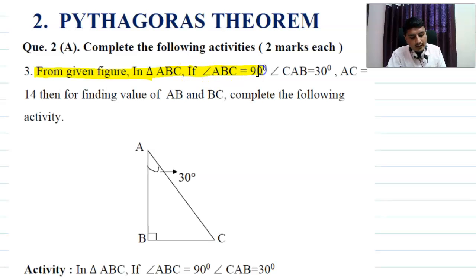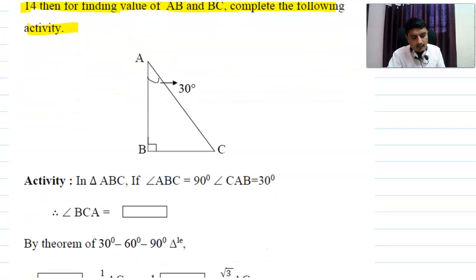If we are given angle ABC is 90 degrees, angle CAB is 30 degrees, and AC is equal to 14, then for finding the value of AB and BC, complete the following activity. So look at the triangle ABC. In it we have angle ABC equals 90 degrees, angle CAB equals 30 degrees.